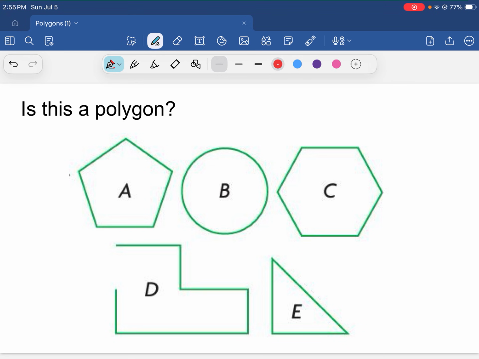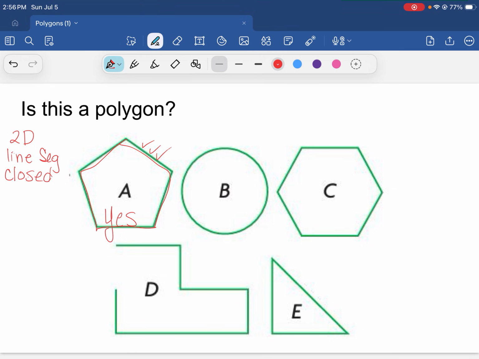So let's see if we can classify these shapes. Is shape A a polygon? Well, let's see if it meets all three of the characteristics. It needs to be 2D, it needs to have line segments, and it needs to be a closed shape. Remember, it has to have all three of those characteristics to be considered a polygon. So we can look at this and see, yes, it's a flat shape. It is 2D. Check. Does it have line segments? Yes, it does. Check. And is it closed? Yes. So this is a polygon.